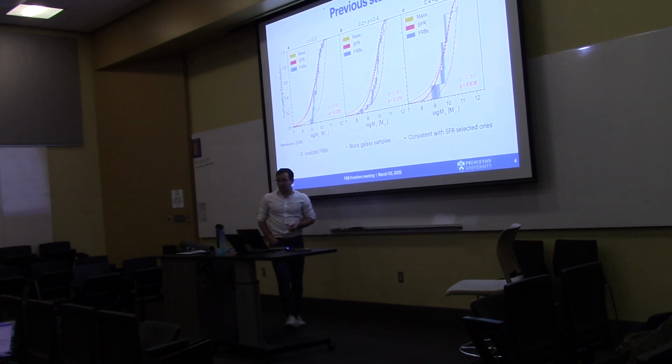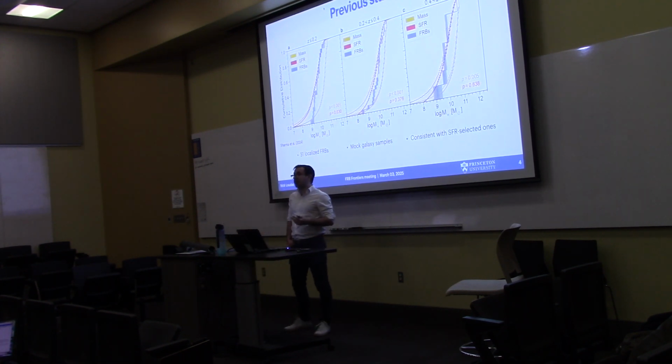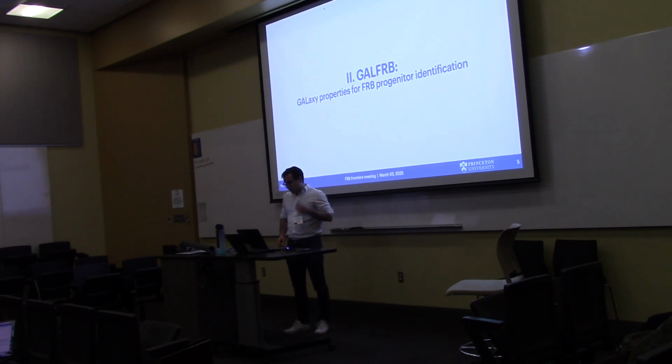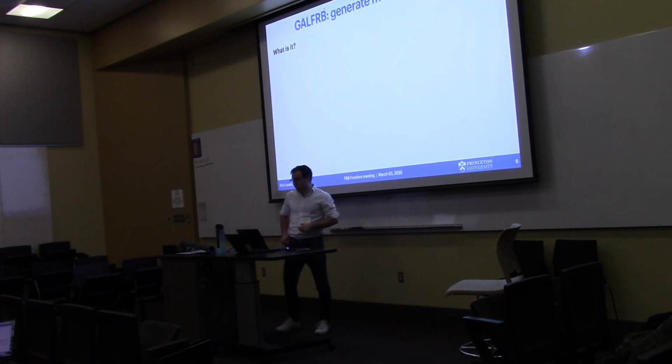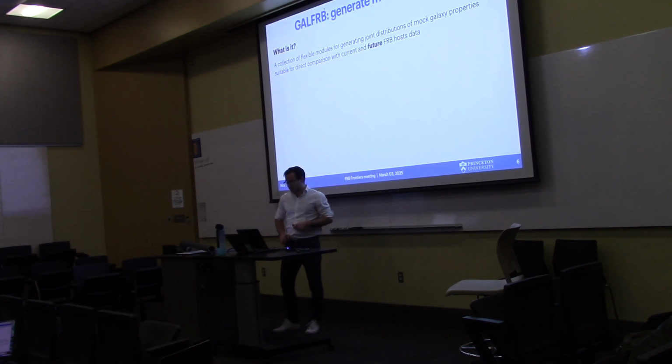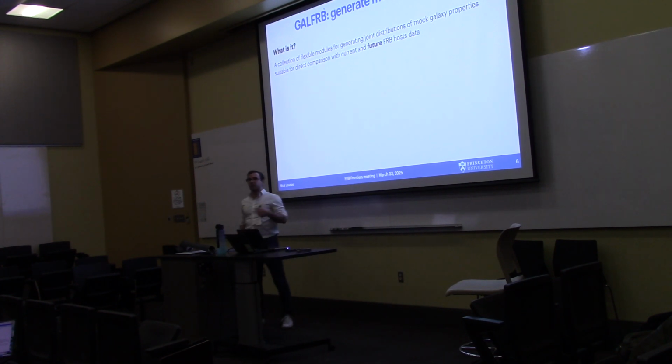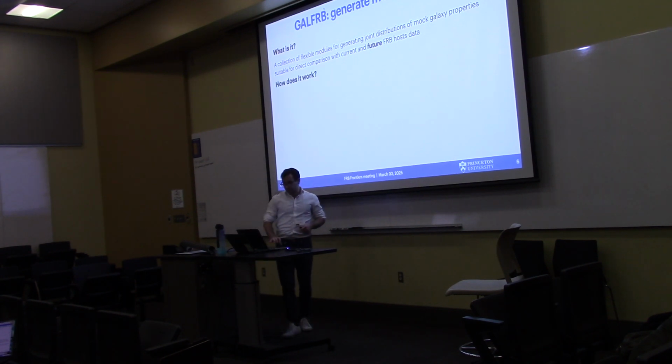Motivated by Kriti's work, we wanted to build a new tool which is publicly available and which all of you can use to simulate mock galaxies and compare with current and future data. That's why we built this tool called GalFRB. What is this tool? It's a collection of modules for generating joint distributions for mock galaxies and comparing them with future FRB hosts. How does it work?